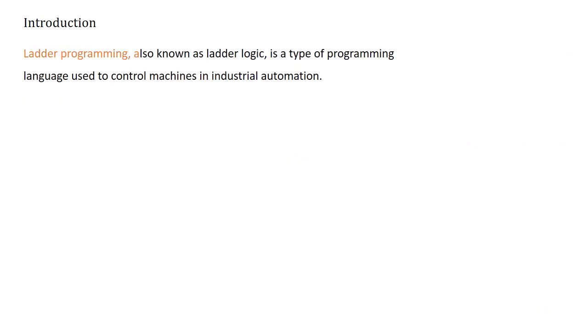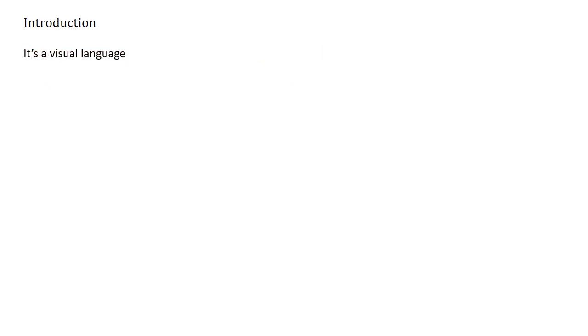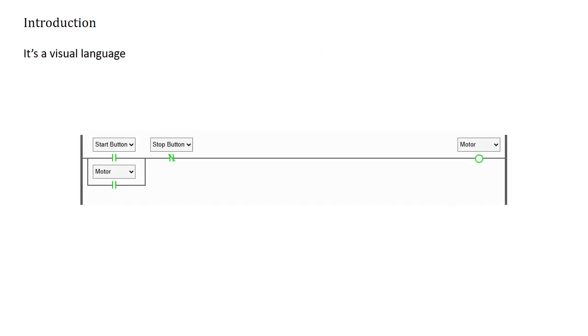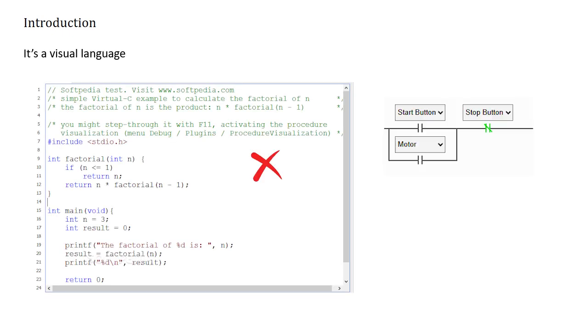Ladder programming, also known as ladder logic, is a type of programming language used to control machines in industrial automation. It's called ladder programming because the code looks like a ladder, with vertical lines representing power rails and horizontal lines, called rungs, that represent the control logic. The best part is that it's a visual language. That means you don't need to write traditional code. You use symbols like contacts and coils, just like in an electrical diagram.